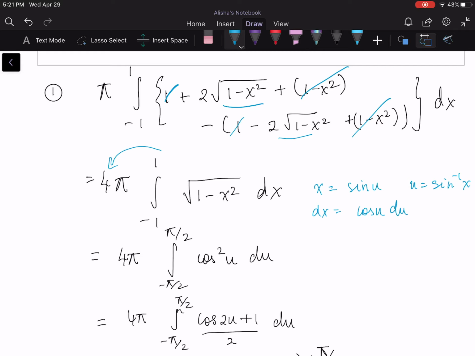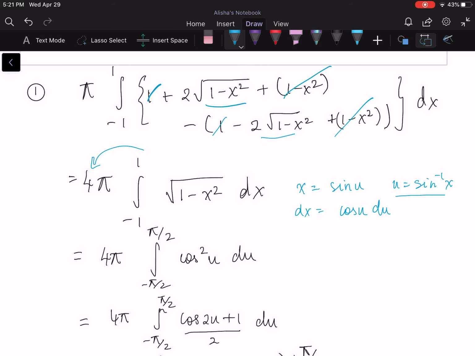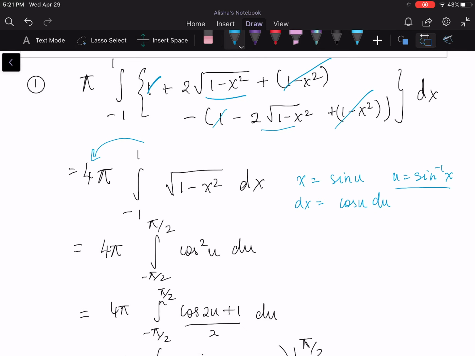And how do we compute square roots like this? Well, this is ideally done with a trig sub. The typical trig sub to use is x equals sine of u, and then dx becomes cosine u du. Note that that means that u is inverse sine of x, and so when I change my bounds, the -1 becomes -π/2, and the +1 becomes +π/2. And when I replace the things in the integral, I get cosine u times cosine u du.